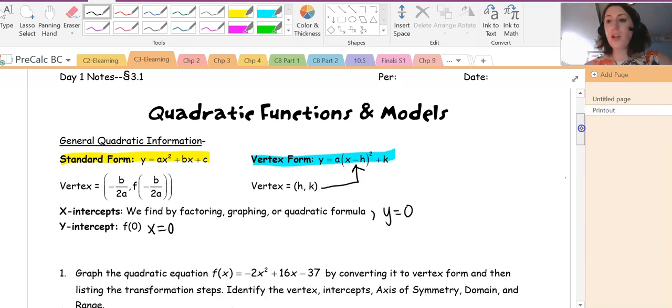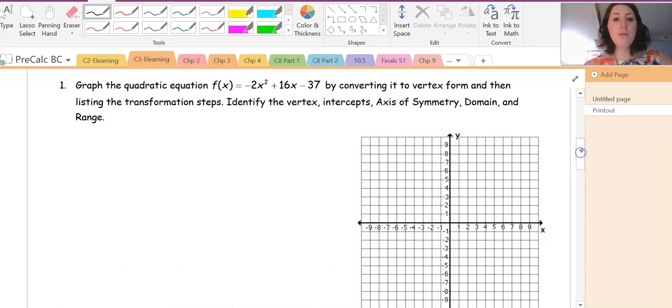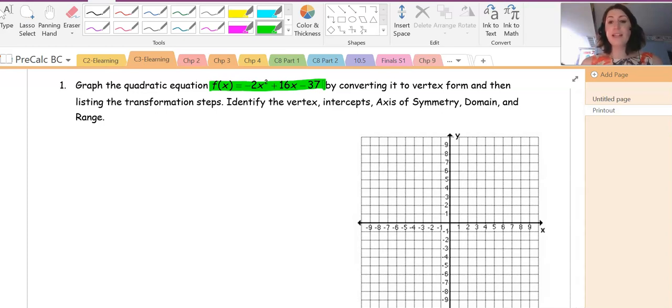All right. So this first problem, we are going to graph the quadratic equation f of x equals, blah blah blah, by converting it to vertex form and then listing the transformation steps. We're going to identify the vertex, the intercepts, the axis of symmetry, domain, and range. The axis of symmetry is just the vertical line that cuts our parabola right in half. It will always go through our vertex. So we'll get to that in a minute.